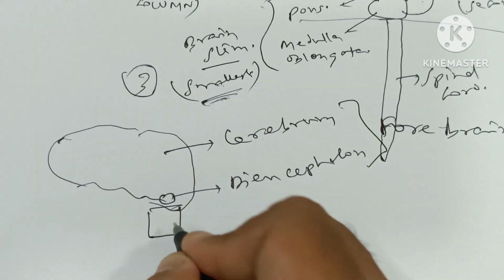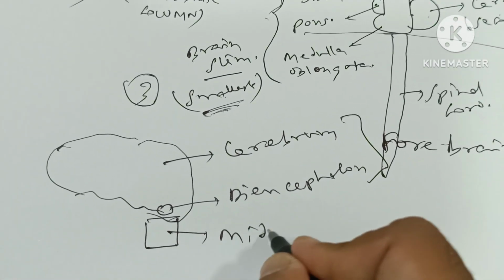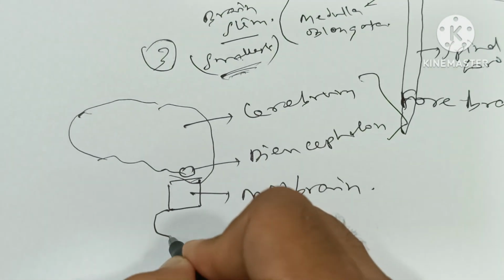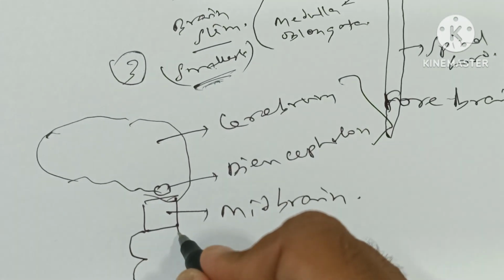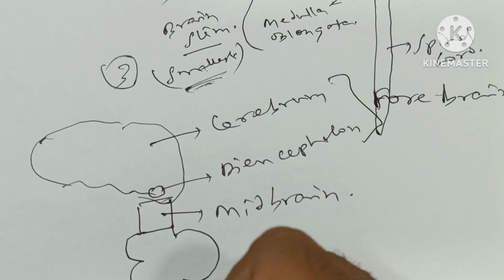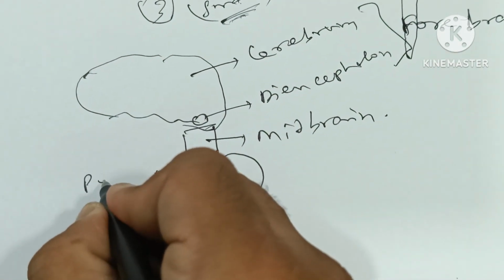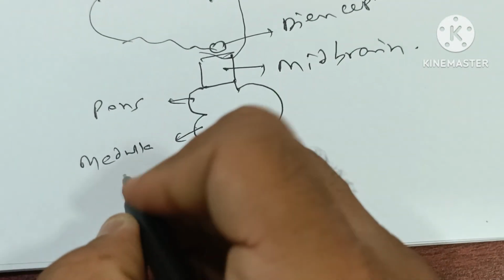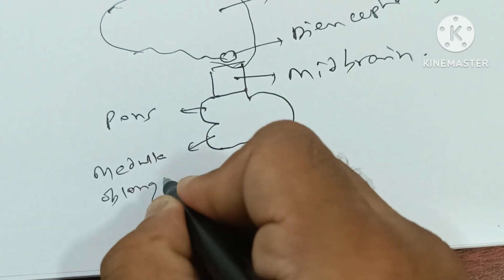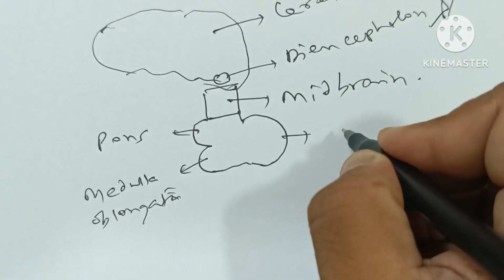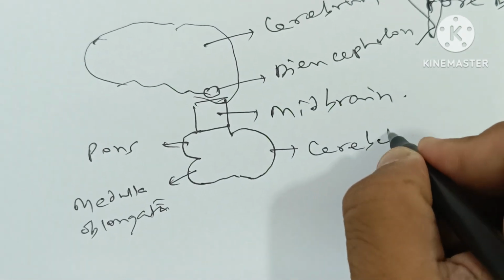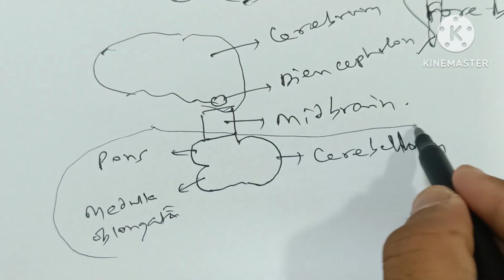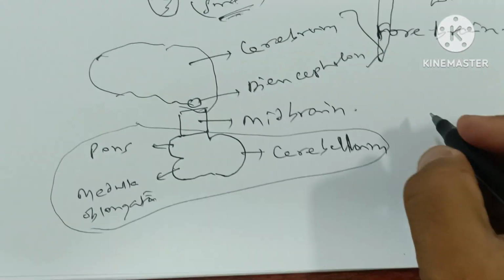Below this there is a structure called the midbrain. Below the midbrain we find the pons. This is the medulla oblongata, and on the back side this is the cerebellum. All these three structures, pons, cerebellum, and medulla oblongata, form the hindbrain.